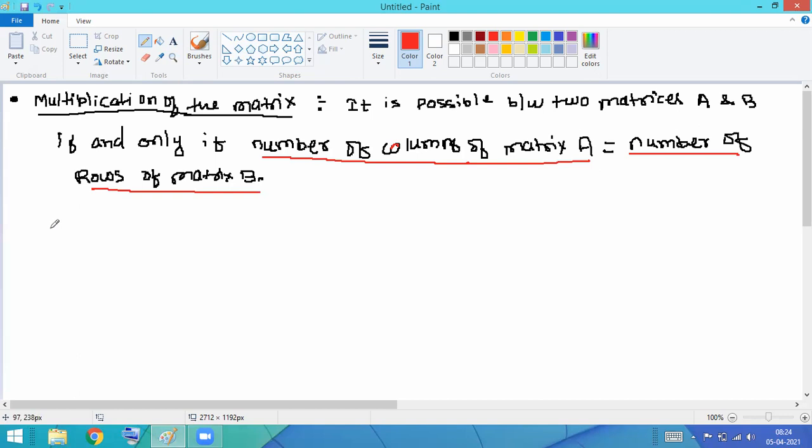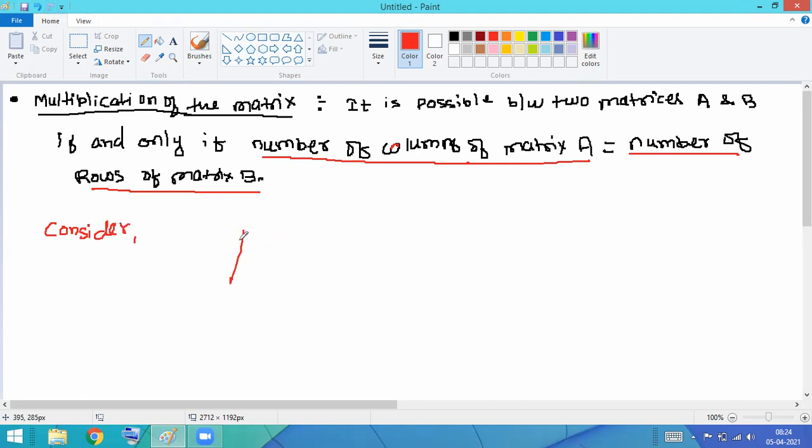Let's assume, consider, suppose you have a matrix A of order m cross n. You are multiplying it with the matrix B. This is the order, guys. This is the order, and then we have the matrix B here. Let's assume that, just a second, guys.